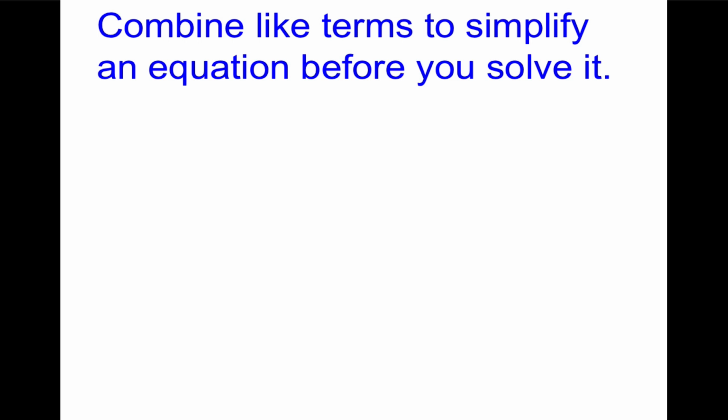So please write this down. Combine like terms to simplify an equation before you solve it. You can even come up with a question to which this is the answer for your Cornell style notes. Combine like terms to simplify an equation before you solve it. Here's an example. 2x plus 7 plus x equals 16. So which terms are like each other?